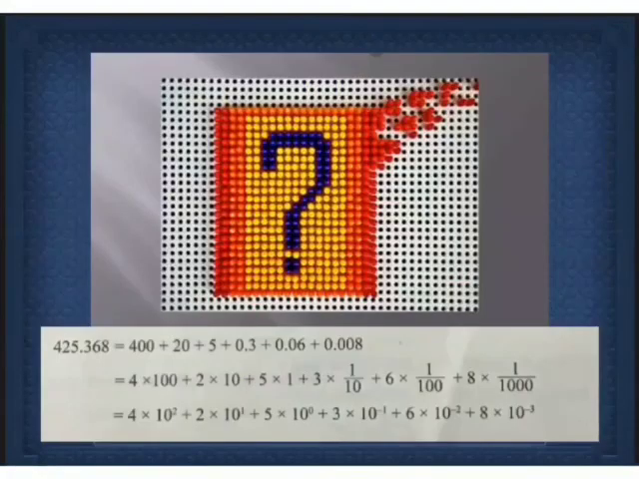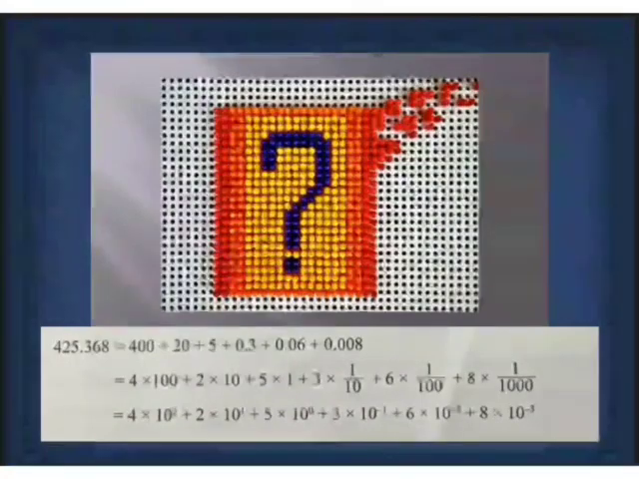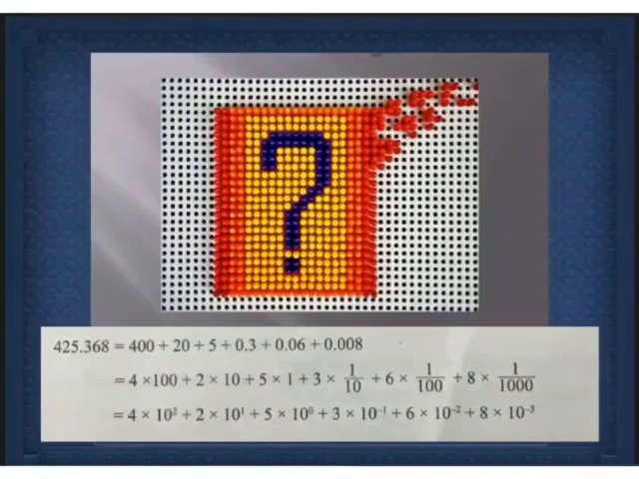And to find the expanded form of the decimal number 425.368, 4 is at 100 position, so it can be written as 4 into 10 raised to power 2. 2 is at 10th position, so it will be written as 2 into 10 raised to power 1. 5 is at 1's position, so it will be written as 5 into 10 raised to power 0.